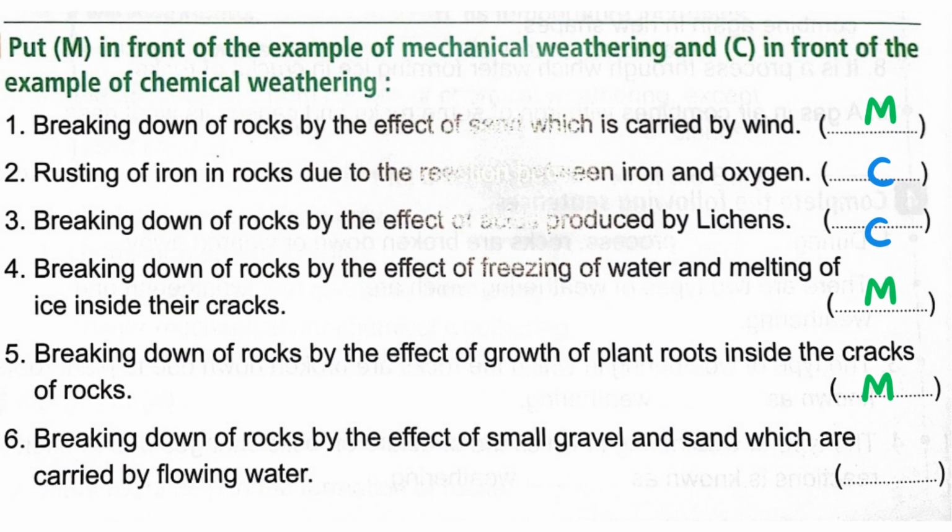Here we have the last one, breaking down of rocks by the effect of small gravel and sand, which are carried by flowing water. So here, the weathering is because of what? The gravel and sand, which are carried by the flowing water. So this is also mechanical weathering. We will put M here because it is caused by a physical factor, which is water, and there is no formation of a new substance, and there is no chemical reaction.